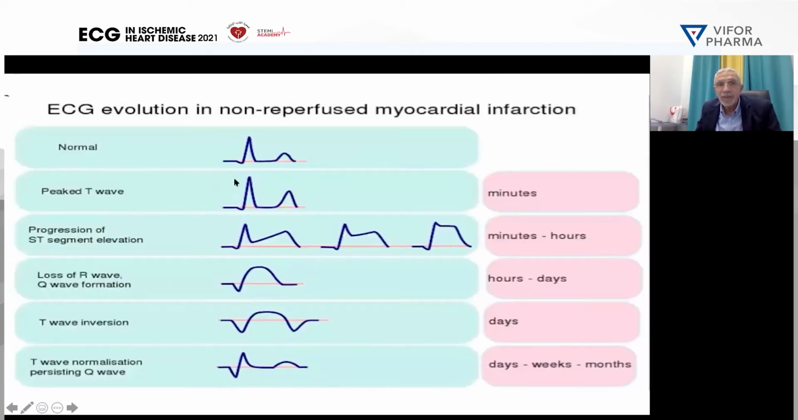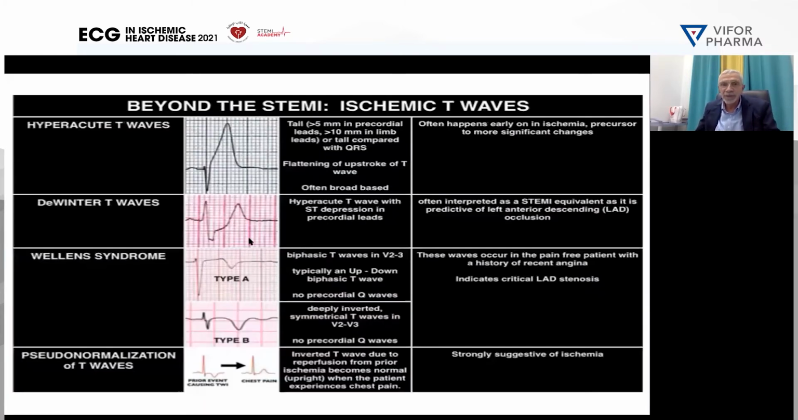So this is the normal, this is the peak T wave, this is showing you the progressive ST segment elevation, and this is to show you the loss of the R wave and the T wave. All of this will give you the time from infarction, because sometimes the patient comes to you with chest pain, but they also had an infarction 3 days ago and now came with another pain. So this is very important.